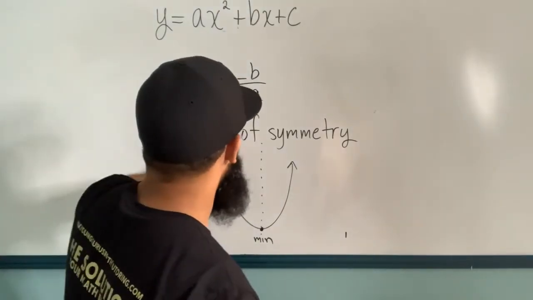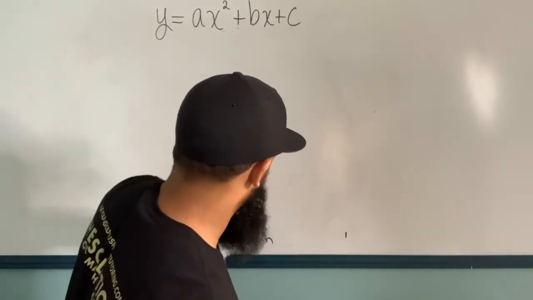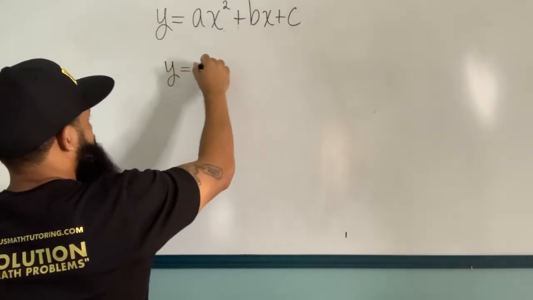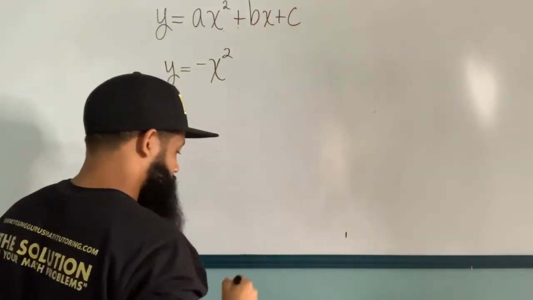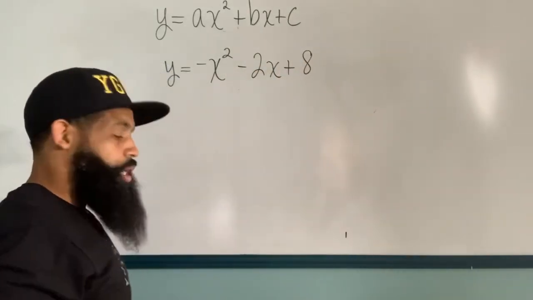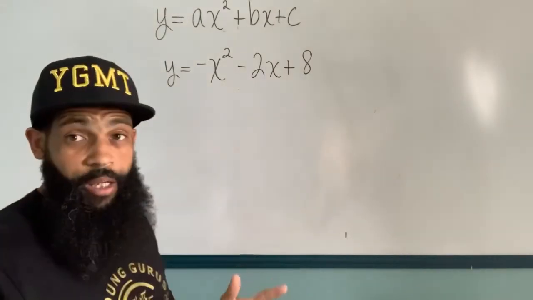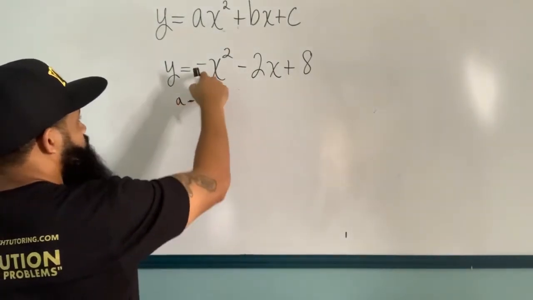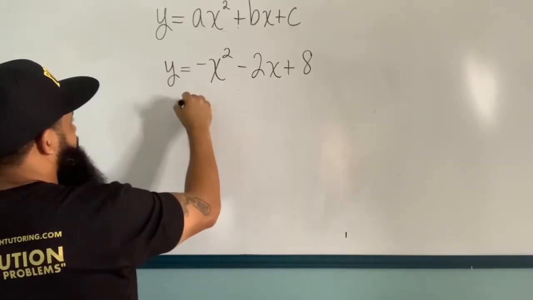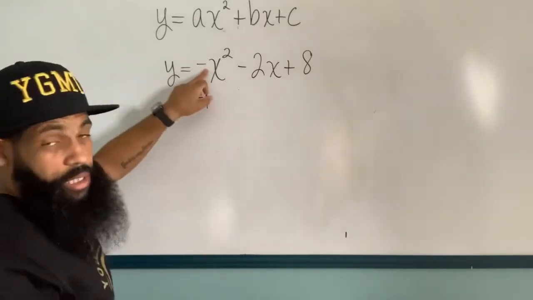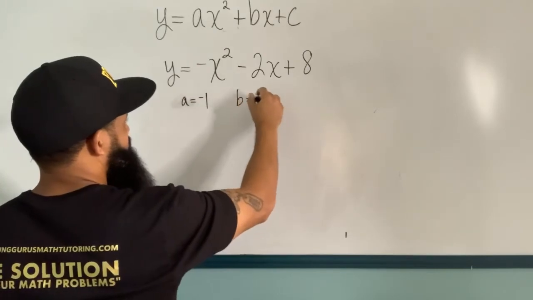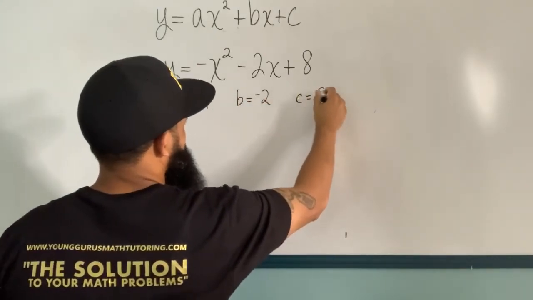But let's go ahead and apply this, and let's use an example. The example I want to use is the equation y equals negative x squared minus 2x plus 8. First of all, we need to identify our a, b, and c. In this case, a equals -1 because it has a negative sign in front of it, and it's understood to be a 1. b is equal to -2. c is equal to 8.